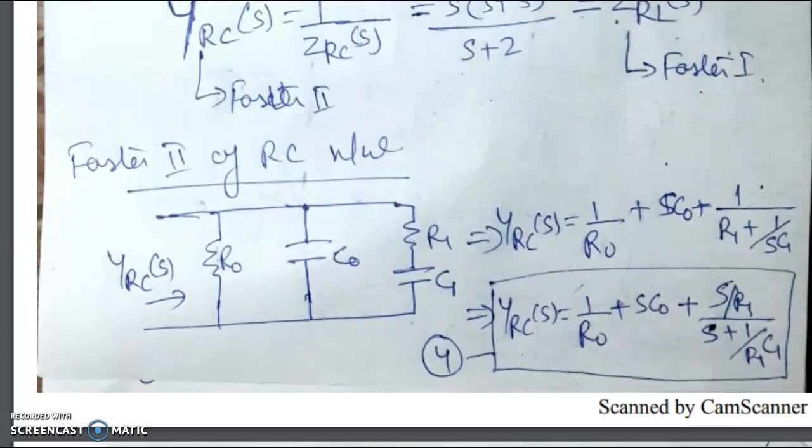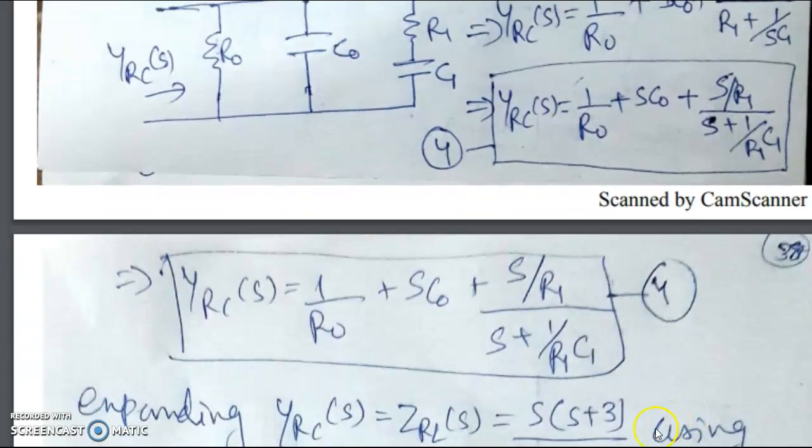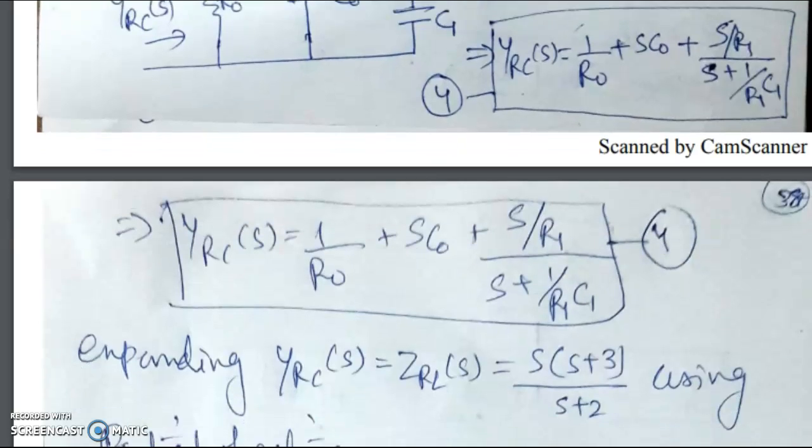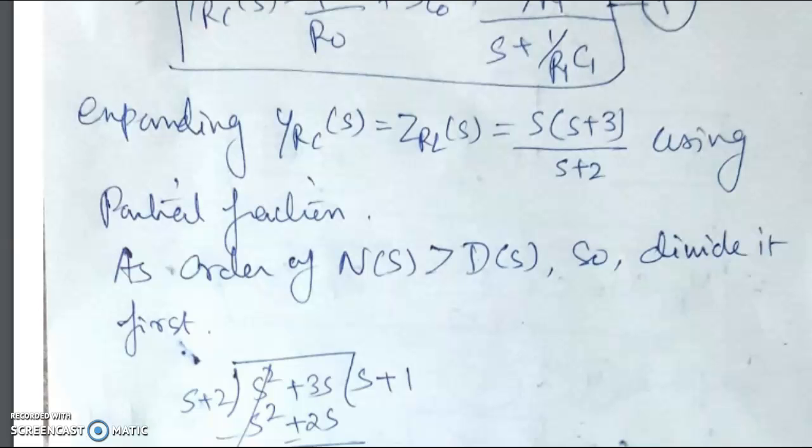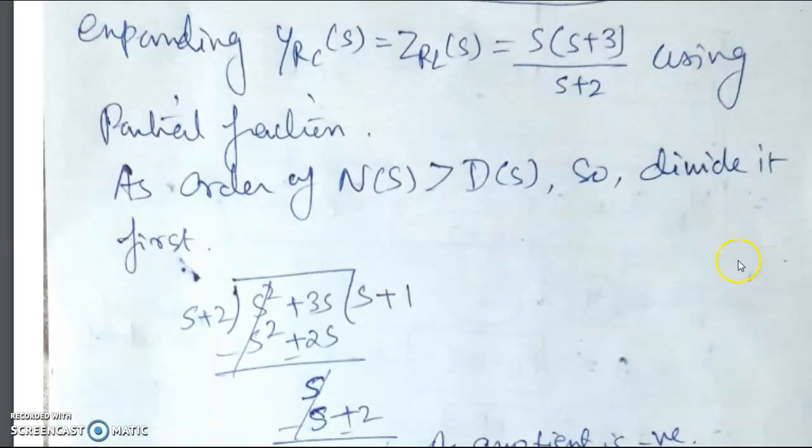The number of series combinations will be equal to the number of factors in the denominator, excluding the factor which defines the pole at the origin. Here in the denominator, only one factor is there, which defines the pole at S is equal to -2. So only one series combination is there. When we write down the expression for the admittance function from this circuit, it is as written in equation 4. Because it depends upon the partial fraction expansion, we have to expand the function using partial fraction. It can be expanded when the order of the numerator is less than the denominator.